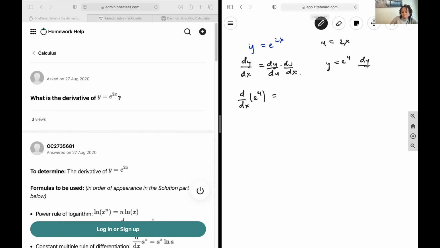Let's just write it out on the side. dy over du is going to give you e to the u. So let's write e to the u multiplied by, if u is equal to 2x, du over dx is going to give us 2. So multiplied by 2. And then now we're just going to substitute back in u is equal to 2x. So it becomes d over dx of e to the 2x is equal to e to the 2x times 2. And that's going to be your final answer.